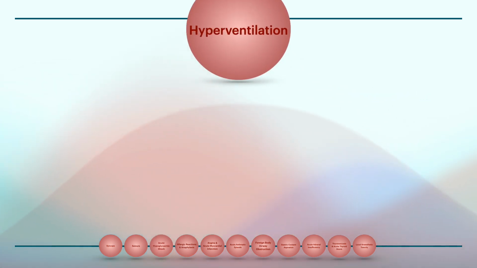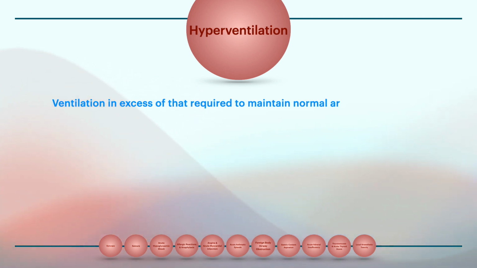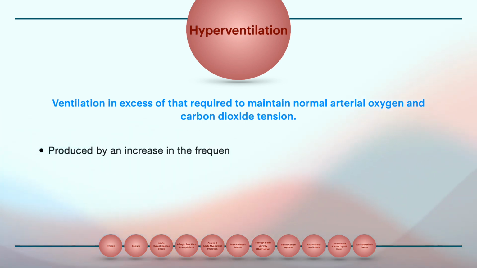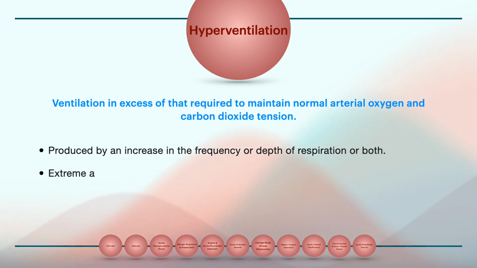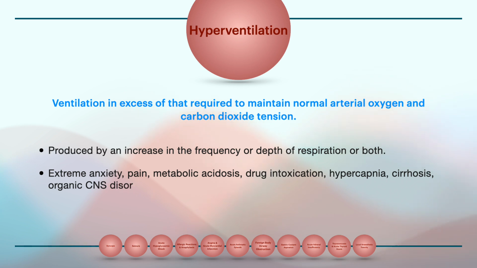Hyperventilation refers to ventilation in excess of that which is required to maintain normal arterial oxygen and carbon dioxide tension. It is produced by an increase in the frequency or depth of respiration or both. The common causes include extreme anxiety, pain, metabolic acidosis, drug intoxication, hypercapnia, cirrhosis, or organic CNS disorders.